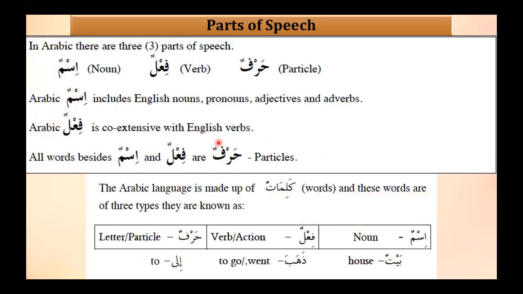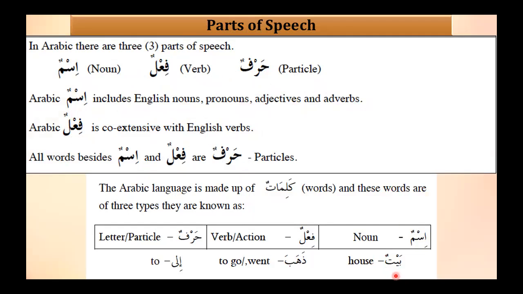So we're going to review this same information in a different chart format just to make sure that you're very clear on this terminology. So ismun is a noun, fi'lun is a verb, and harfun is a particle. The Arabic ismun is going to include several categories in English: nouns, pronouns, adjectives, and adverbs. And the fi'l is more equivalent to the English verbs.